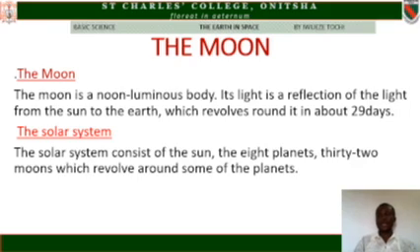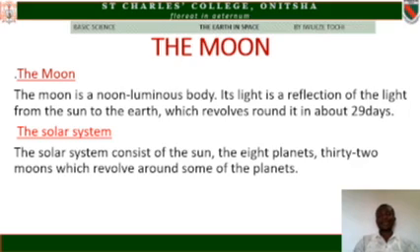Now, the sun is a luminous body. What is a non-luminous body? Non-luminous bodies are the bodies that do not emit light on their own. They do not generate light by themselves. So moon is an example of a non-luminous body. The moon does not generate light on its own. The light that we see that moon used to reflect is the light that is coming from the sun.